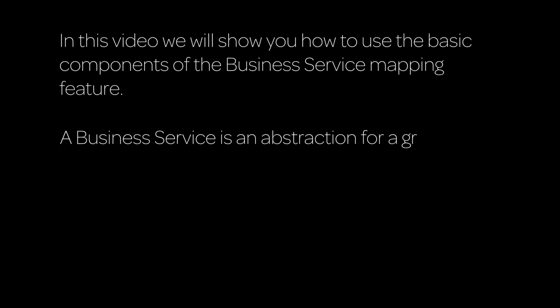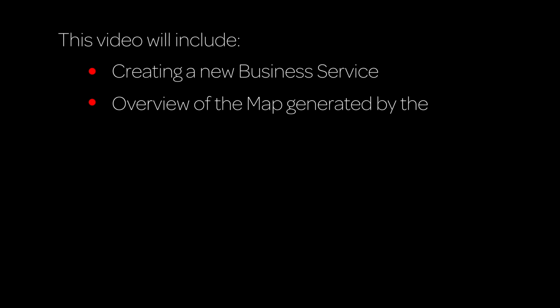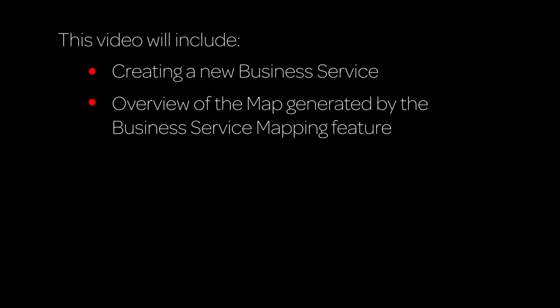In this video, we will show you how to use the basic components of the business service mapping feature. A business service is an abstraction for a group of configuration items, grouped together in a specific way or for a specific reason. The features we will see are creating a new business service, overview of the map generated by the business service mapping feature, and making changes to the map.